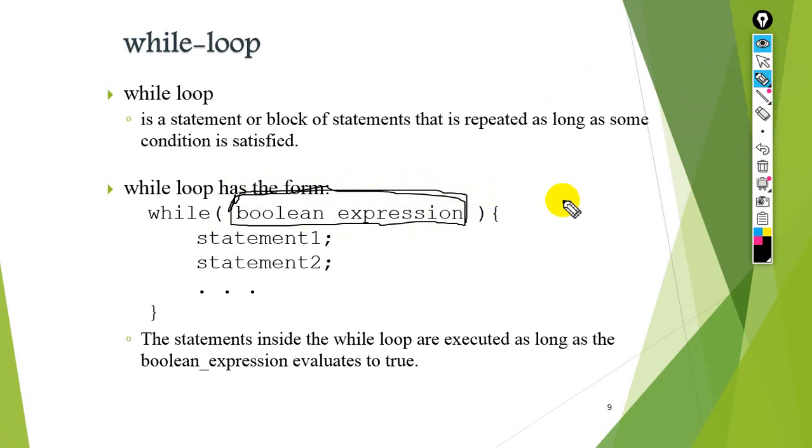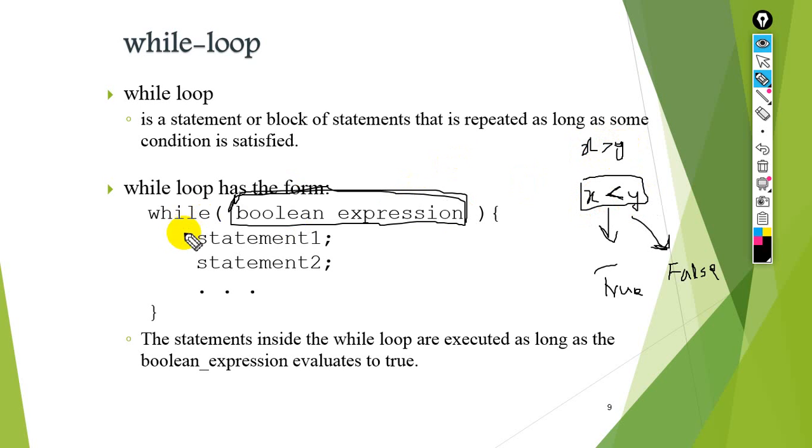The condition is a Boolean expression, for example x is greater than y, so it will return a true value or a false value. This is completely a Boolean expression. Here I have used the comparison operator: x is less than y, or x is greater than y. So these are the conditions. If the condition is true, this block will execute. If the condition is false, the block will not execute and it will go outside the while loop.